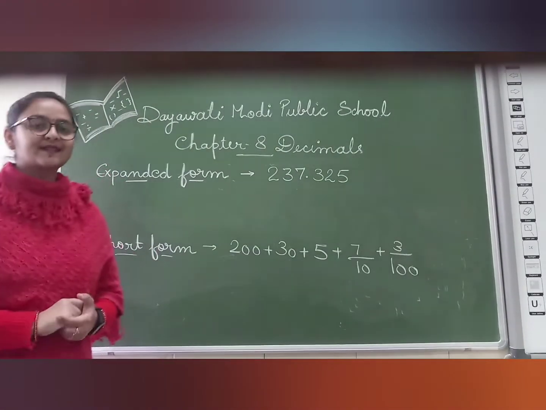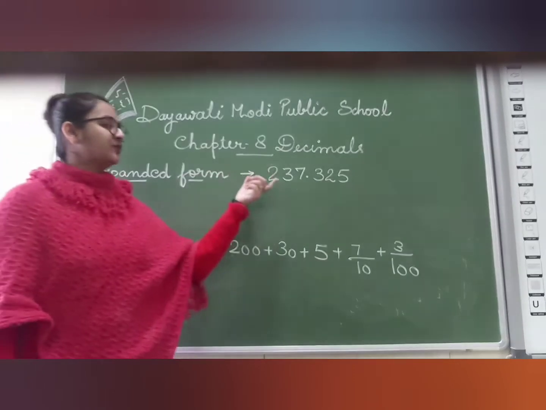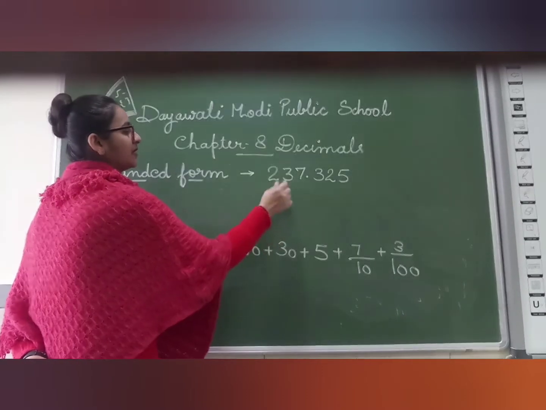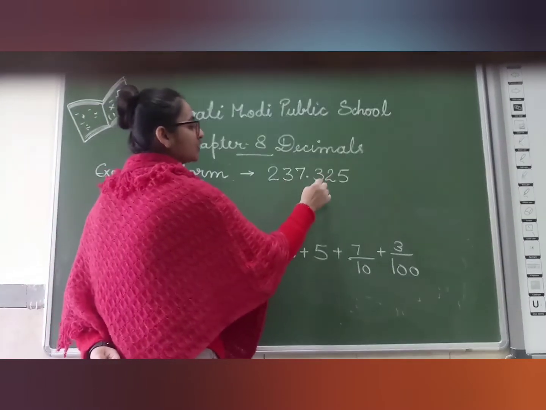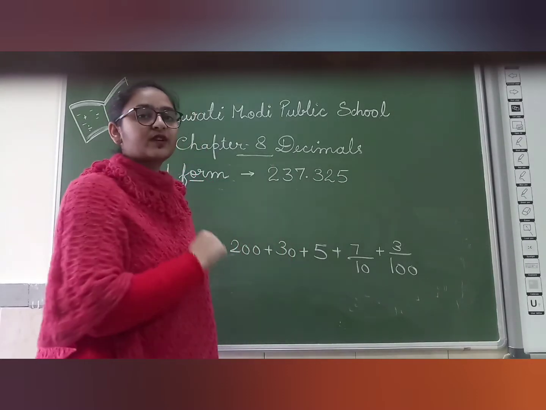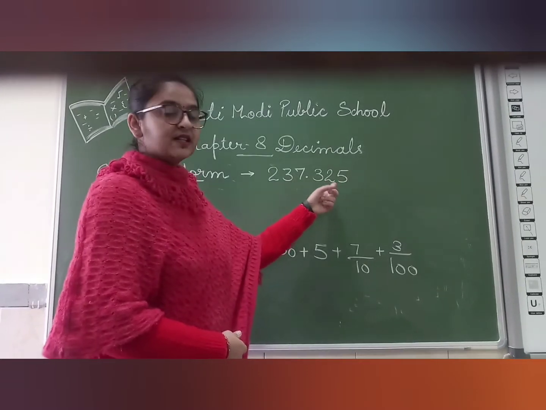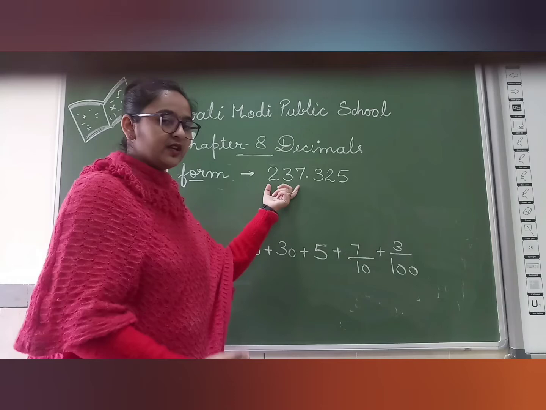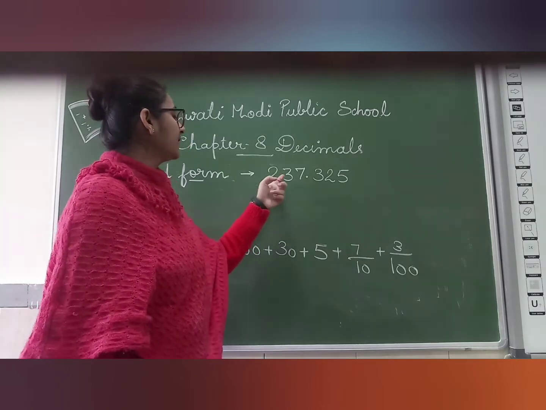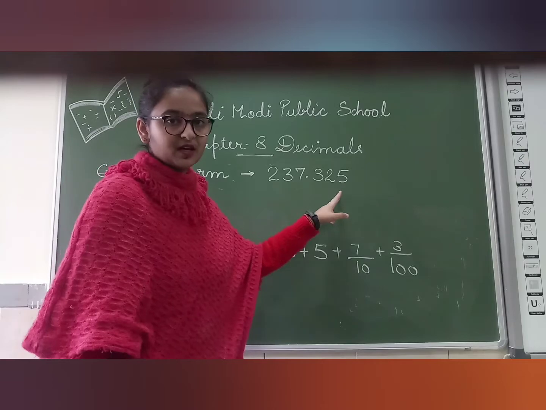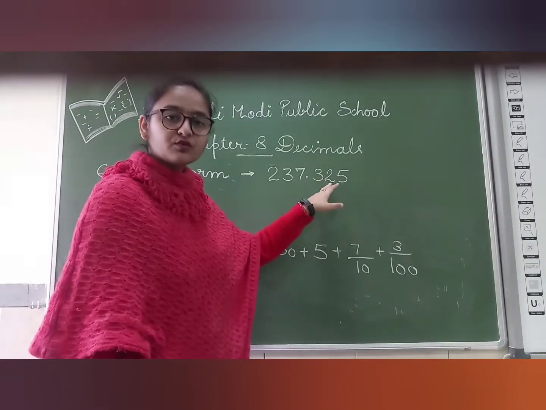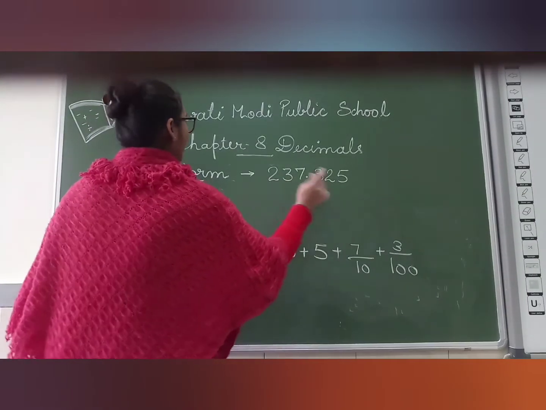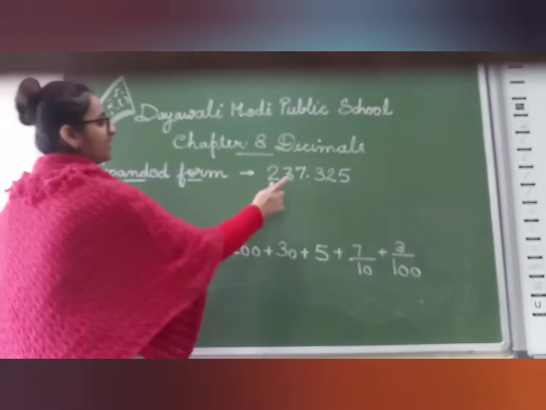Okay? Now, let's learn how we would write the expanded form for the decimal and the short form for the decimal. So we have a decimal number 237.325. Always remember students, after the decimal, we read the digits individually. This is a whole number, so we will read 237, but after the decimal, we will read 3, 2 and 5. So this is our decimal number 237.325. Now we have to write down its expanded form.